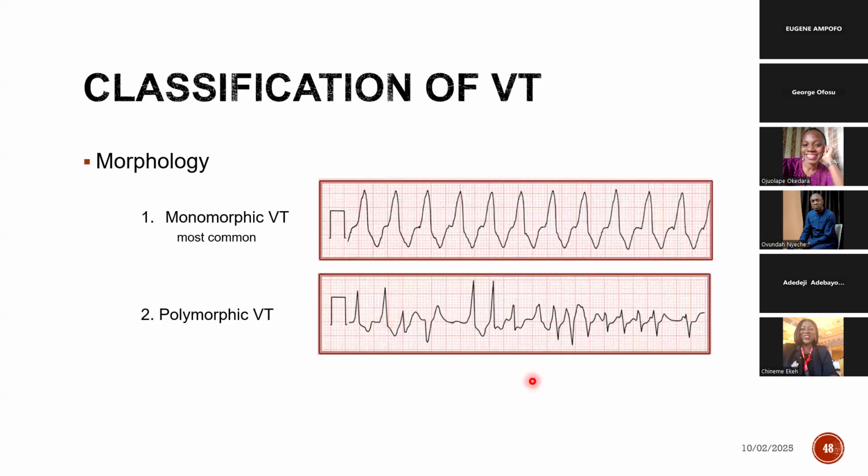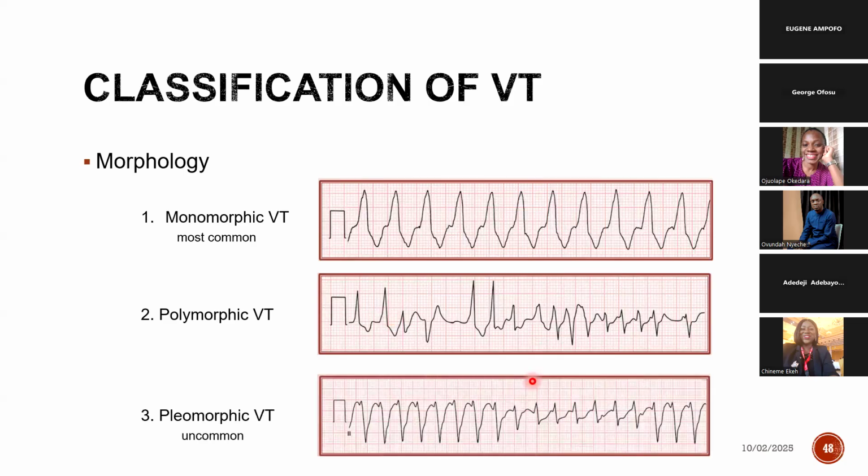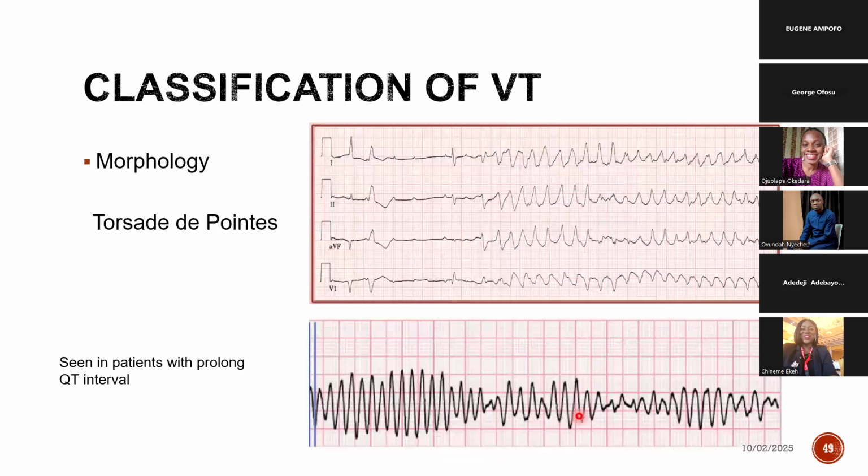We also have a third one, which is very uncommon. That's the pleomorphic VT. With this, we may have at least two morphologies which keep alternating. Here you can see this group is the same morphology, followed by another VT of a different morphology. And these two morphologies keep alternating. That gives what is called a pleomorphic VT.